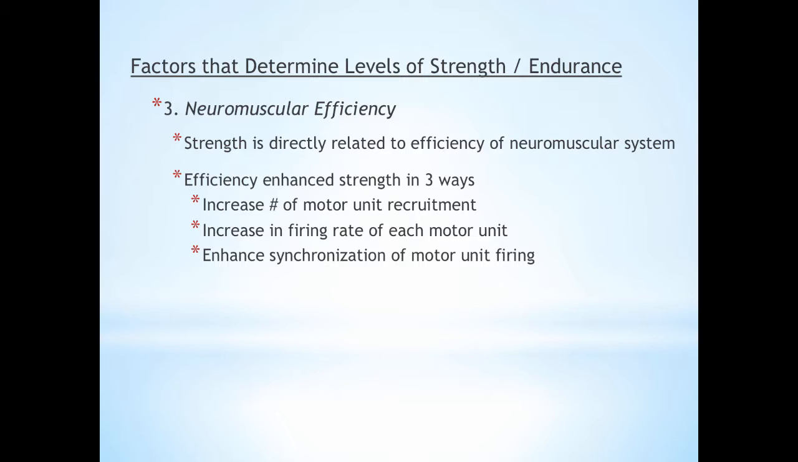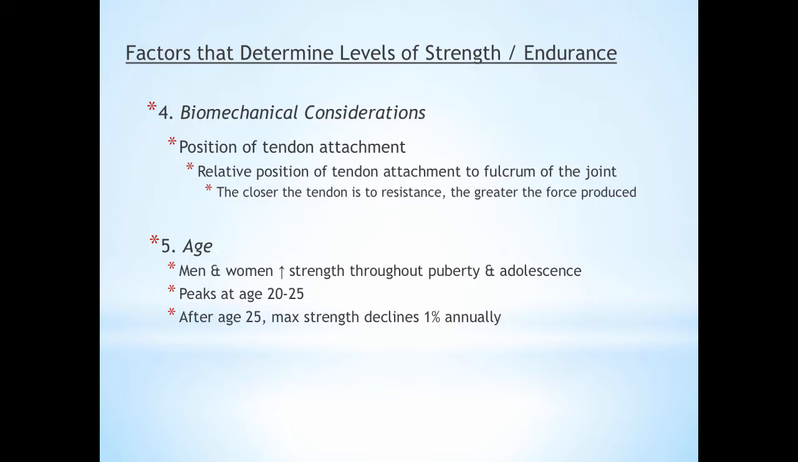The third one is neuromuscular efficiency. So strength is directly related to efficiency of the neuromuscular system. And the efficiency is enhanced in three ways. One is the number of motor units recruited. Two is the increase in firing rate of each motor unit. And then the synchronization of the motor unit firing. And then biomechanical considerations. So the position of the tendon attachment. The closer that the attachment occurs to the fulcrum of the joint, and the greater the resistance, the greater the force produced.